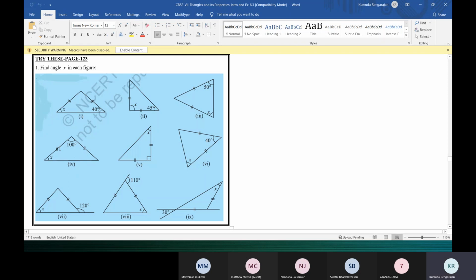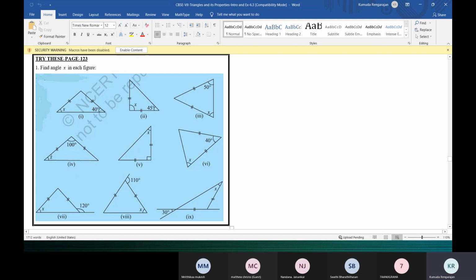So children, it's like this. These two sides are equal. These two sides are equal. So that means the angle opposite to this side is this angle. The angle opposite to this side is this angle.